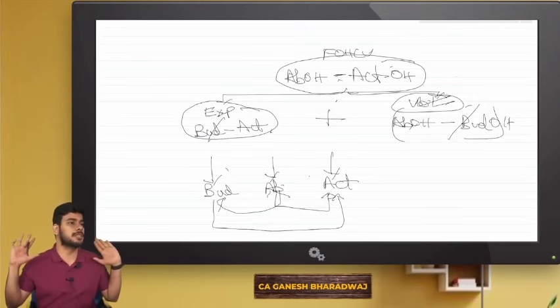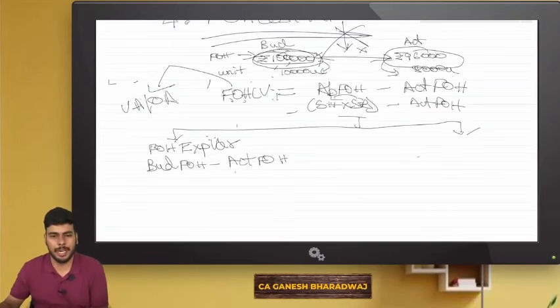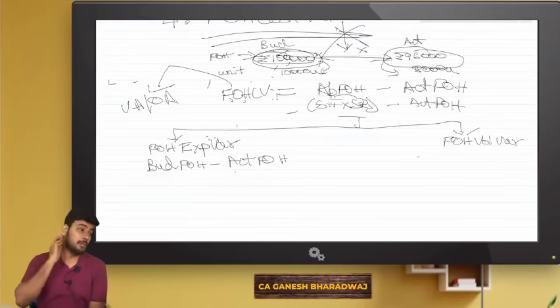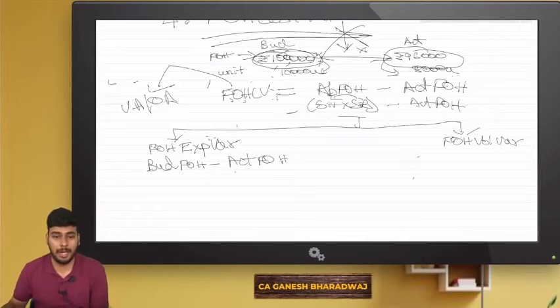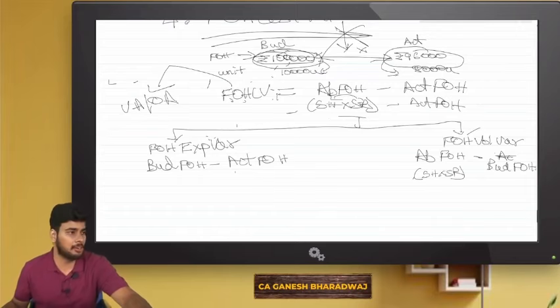Are you clear with this? Now, this is fixed overhead what? Fixed overhead volume variance. So what is this formula? Absorbed fixed overheads minus actual fixed overheads. Okay, absorbed minus budgeted fixed overheads. And what is absorbed? This is nothing but standard hours into standard rate. Why? I will tell you.